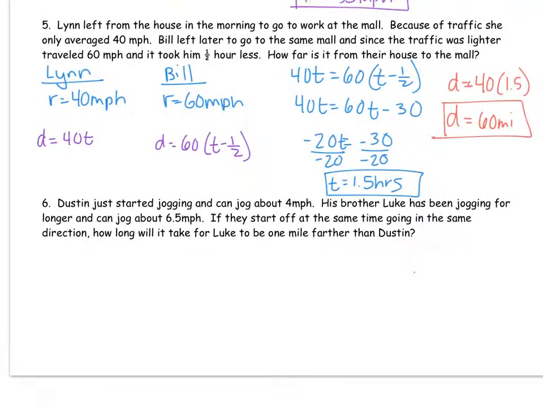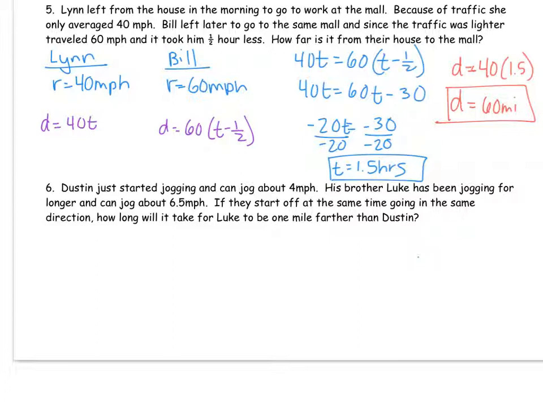Alright, one more. Dustin just started jogging and can jog about 4 miles per hour. So again, I'll start off with Dustin. His rate is 4 miles per hour. His brother Luke has been jogging for longer and can jog at about 6.5 miles per hour. If they start off at the same time, going in the same direction, how long will it take for Luke to be 1 mile farther than Dustin?